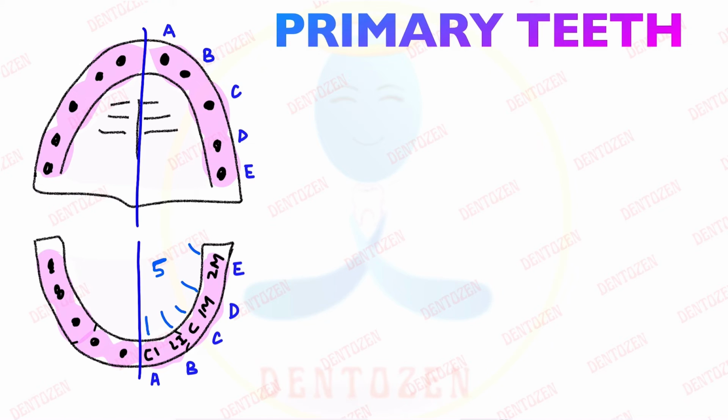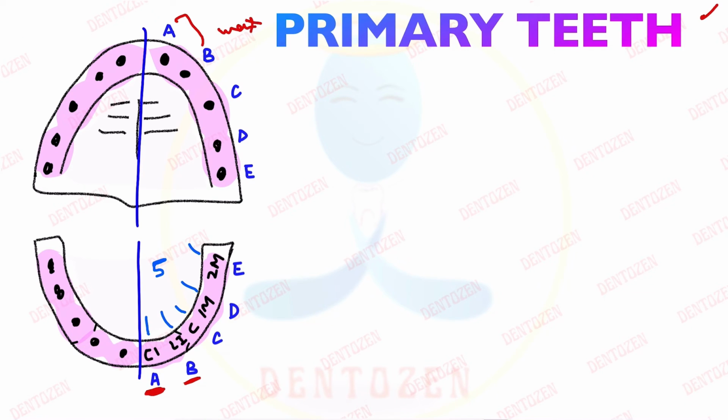Now initially when the child is 6 months of age, our first primary tooth starts to come, and that is mandibular central incisor, and that is your viva question. First primary tooth to come is mandibular central incisor at 6 months of age. Now when initially the incisors are there, after the central, laterals will also come for both maxilla and for mandible, if we look at both.